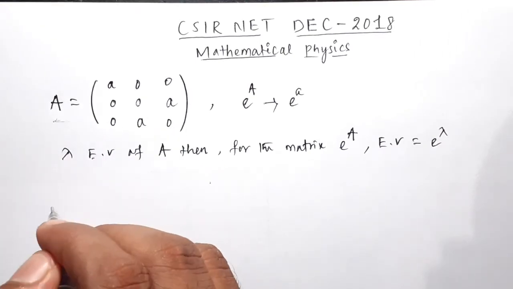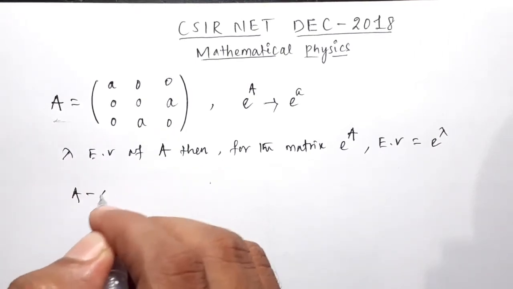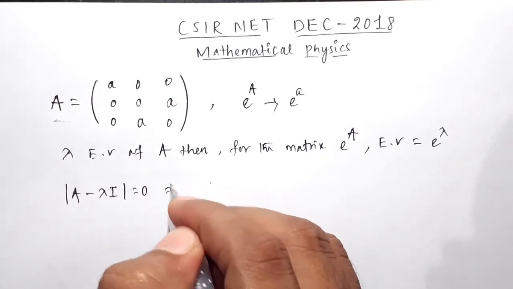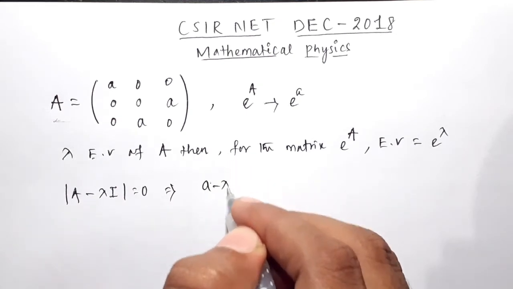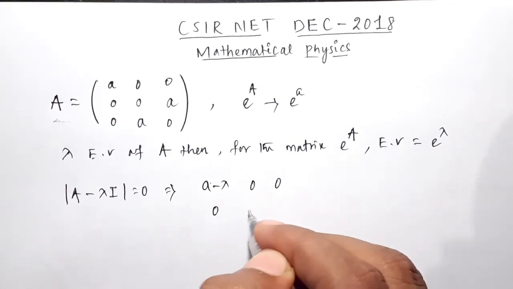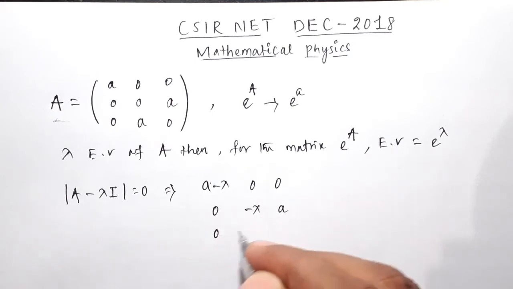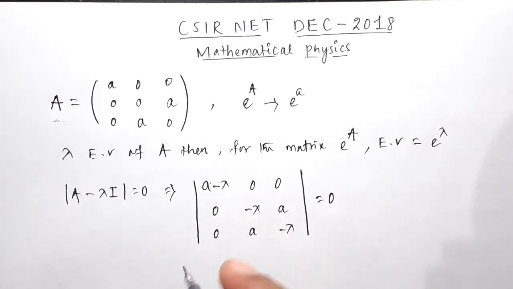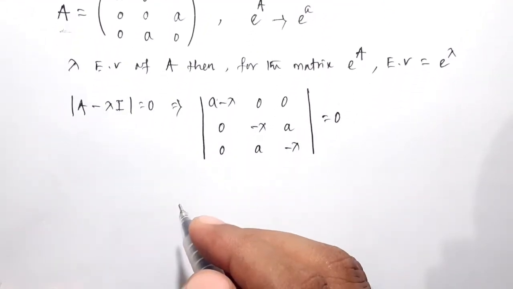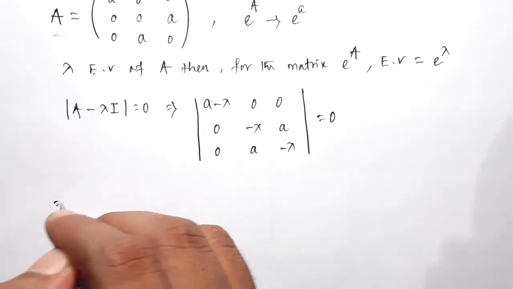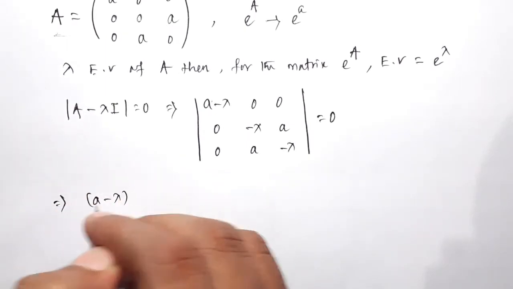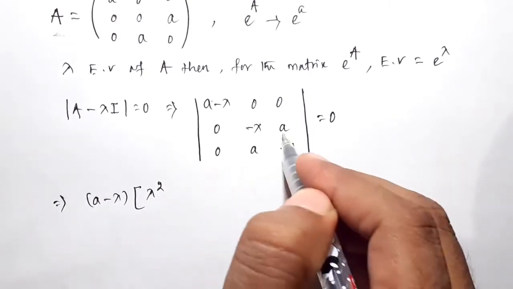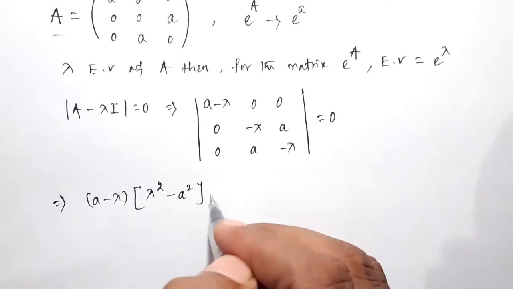So how to find the eigenvalues? We write the characteristic equation, that is determinant of A minus lambda I equals 0, and then find the value of lambda. So the matrix is [a minus lambda, 0, 0; 0, minus lambda, a; 0, a, minus lambda], and its determinant should equal 0. Now we solve this. a minus lambda into minus lambda times minus lambda is lambda square, minus a square, equals 0.